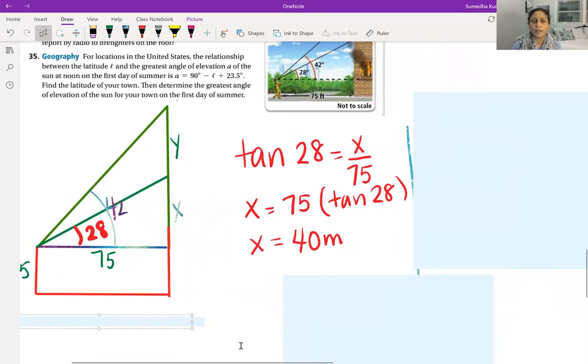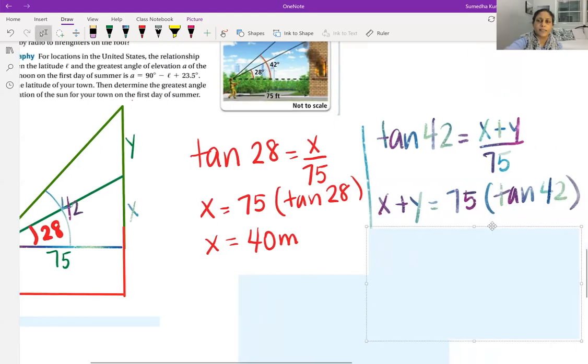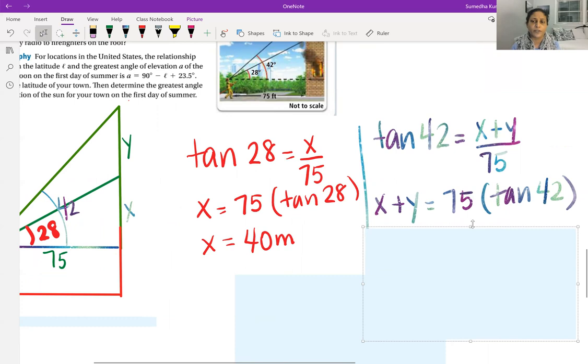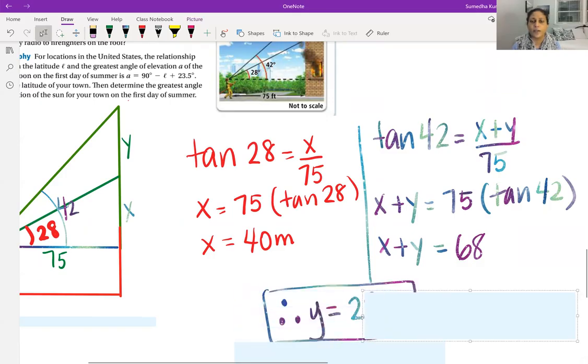And then in the second triangle, which is the larger green triangle, tan 42 is X plus Y over 75. So X plus Y is 75 times tan 42. And you solve for X plus Y and you get 68. And so since X plus Y is 68 and X is 40, you can calculate Y, which is what they're looking for, and Y turns out to be 28 meters.